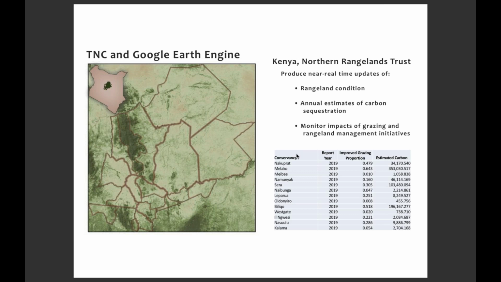But now we can measure our carbon sequestration using Google Earth Engine, and we can do this multiple times a year to see how we're doing year on year, and we can do it in a matter of minutes. So here we're generating evidence of our outcomes with tech tools like Google Earth Engine.